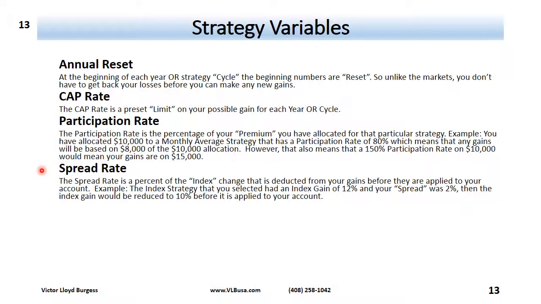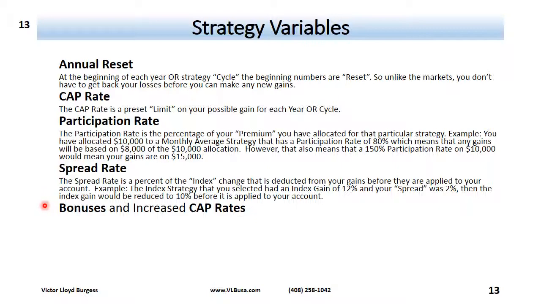Spread rate. The spread rate is a percentage of the index change that is deducted from your gains before they are applied to your account. An example of that would be the index strategy that you select had an index gain of, let's say, 12%, and your spread on that strategy was 2%. Then the index gain would be reduced to 10% before it's applied to your account. So similar to the participation rate, in this example, the spread reduces your S&P return numbers by whatever the percentage of that spread is. In this case, it would be 2%.